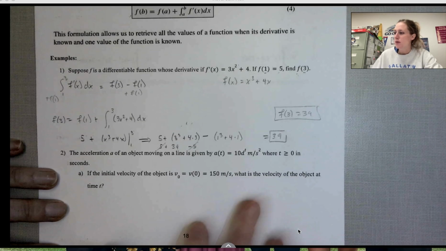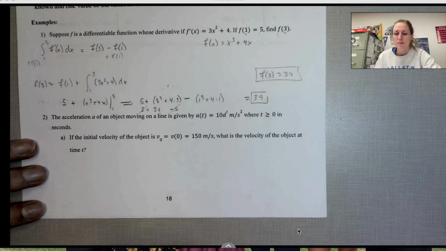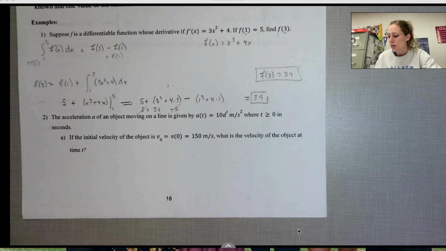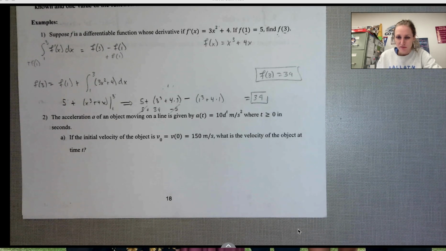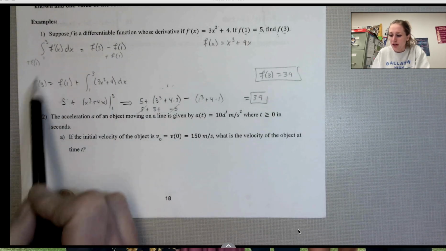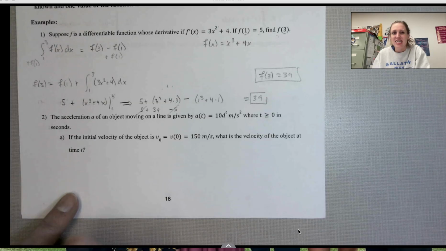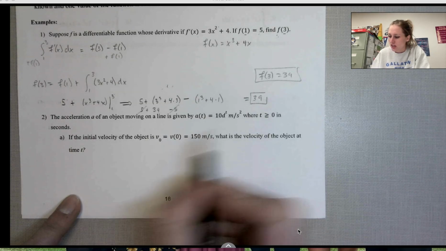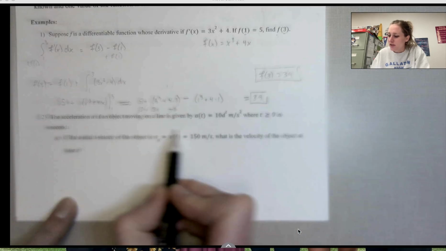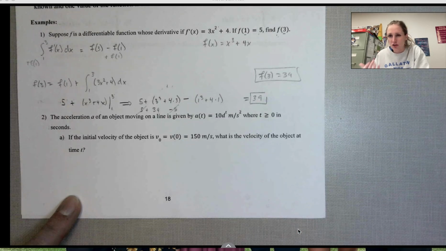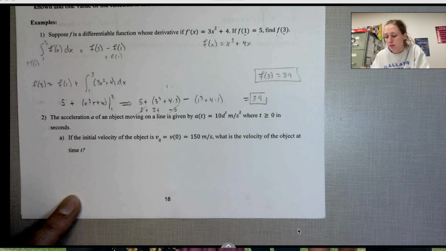Okay, so we have worked a lot with position, acceleration, velocity, and we know that velocity is the derivative of position and acceleration is the derivative of velocity. If we go the other way, we can say velocity is the antiderivative of acceleration and position is the antiderivative of velocity. So this form, where I'm looking for one piece, is really helpful when we're given an initial condition. So an initial condition is something like this. They give me f of 1 was 5. Here they're giving me v of 0 is 150. That is an initial condition, something about the original function that I know has to be true.